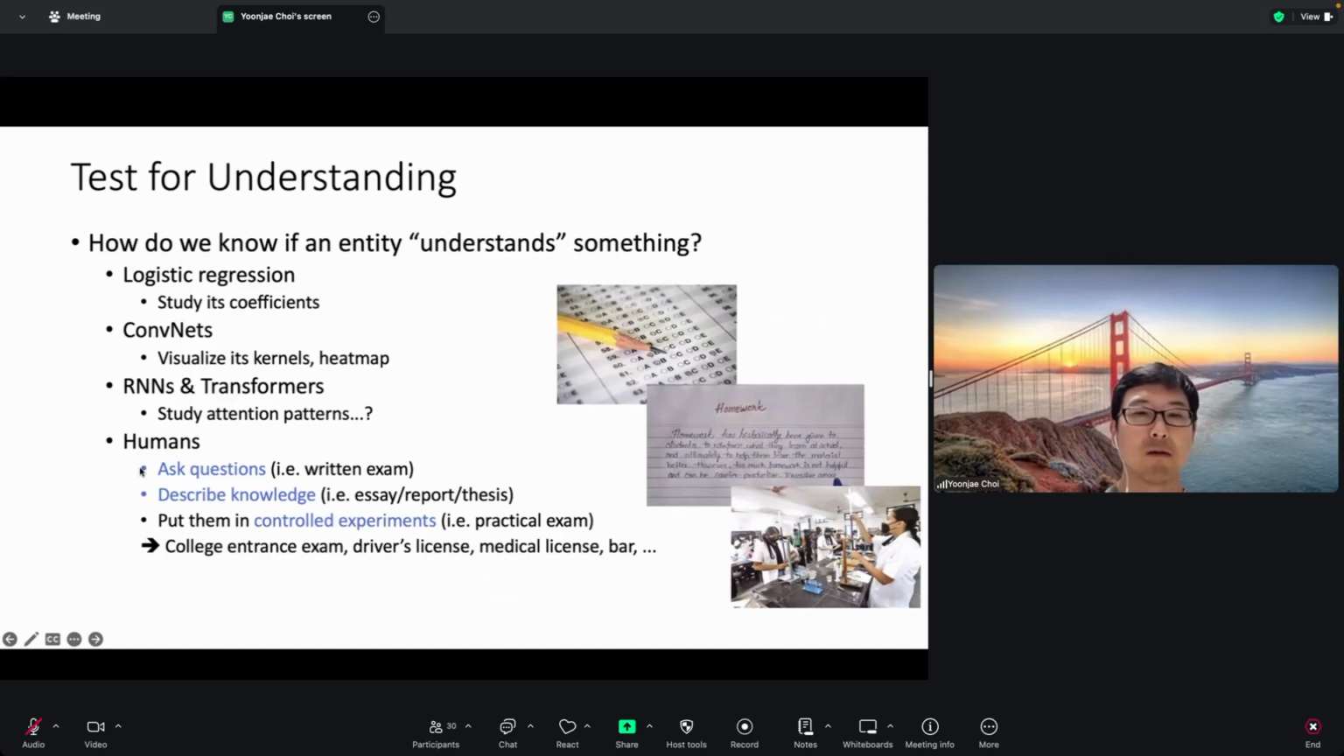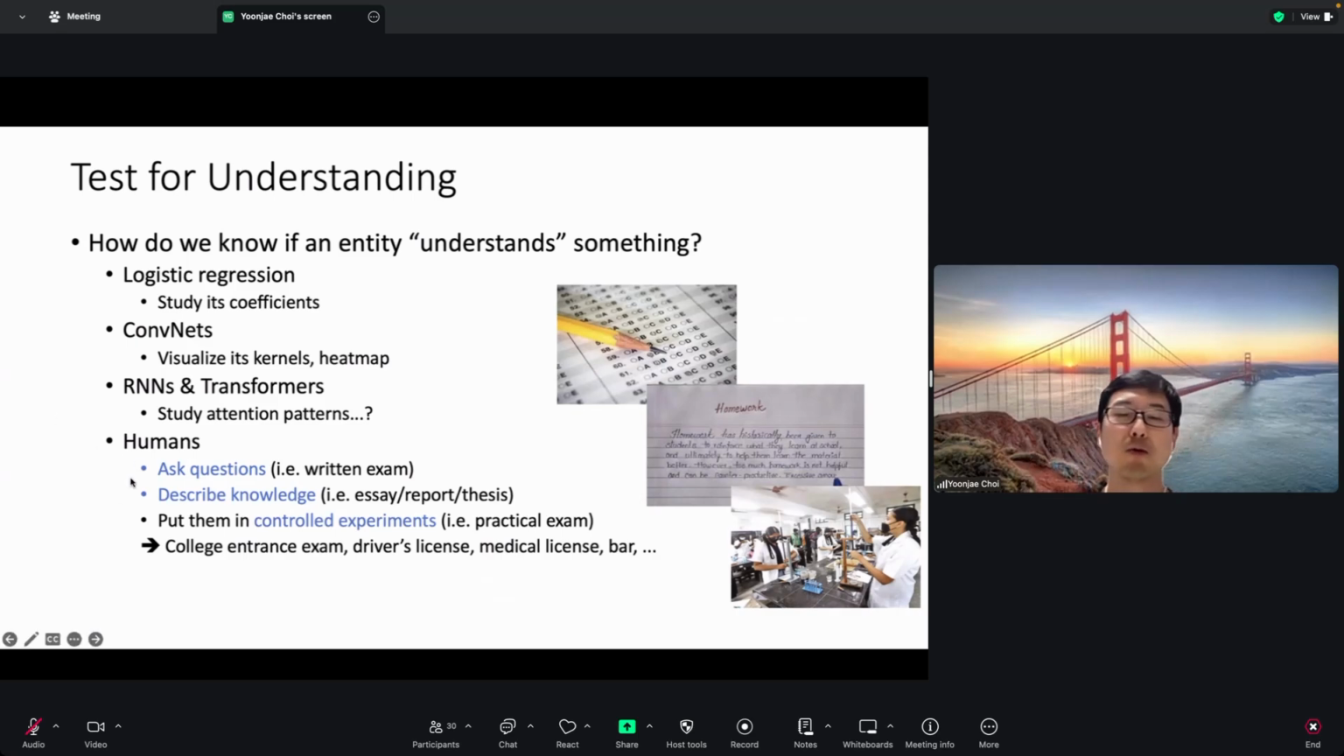The first being written exam. So you ask a question to the subject, to the entity, a question that we know the answer of, and if he or she gets it right multiple times, statistically reliably, then we kind of believe that he or she knows what they're talking about. Even though we have no knowledge at all about how the brain works, we just believe them.